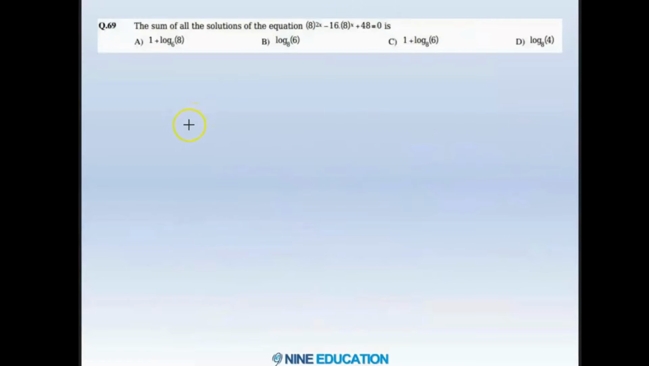Question number 69: the sum of all the solutions of the equation 8 power 2x minus 16 into 8 power x plus 48 equal to 0 is. So to solve this question, let's substitute 8 power x is equal to y. So this will become y square minus 16y plus 48 is equal to 0.